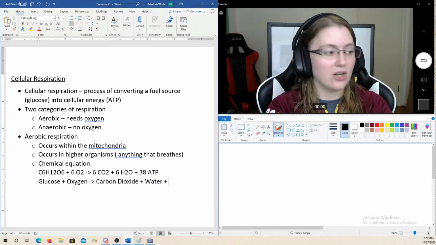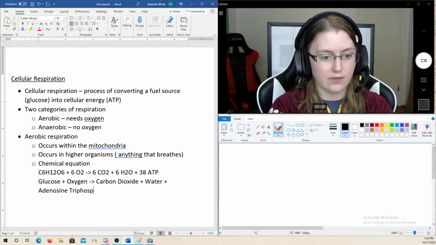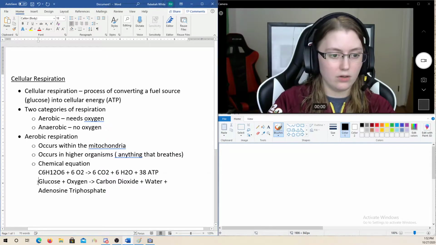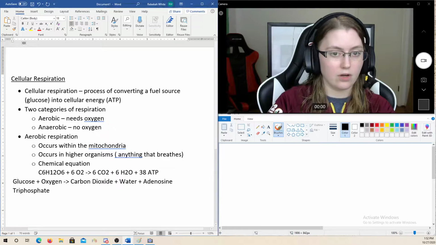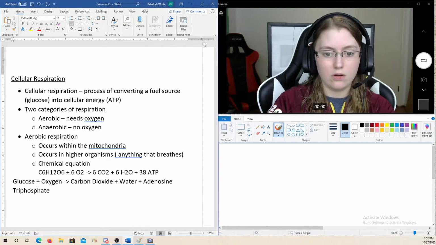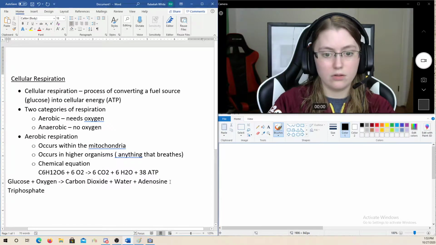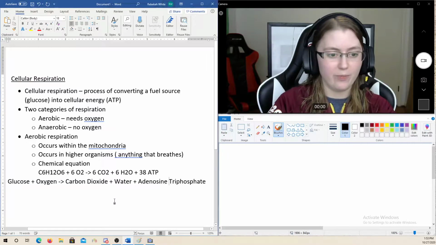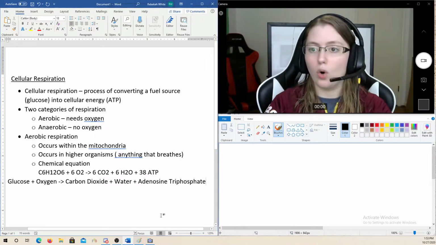And then this 38 ATP here is going to be adenosine triphosphate. And I'm going to, I think, move this to the left so it all fits on one line. Come on. There we go. Yeah, so that's our whole equation.